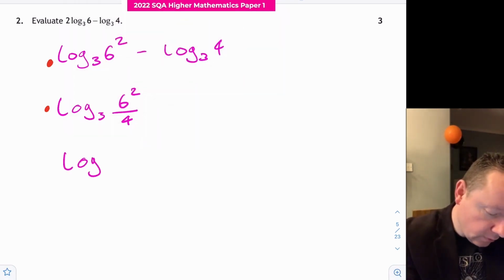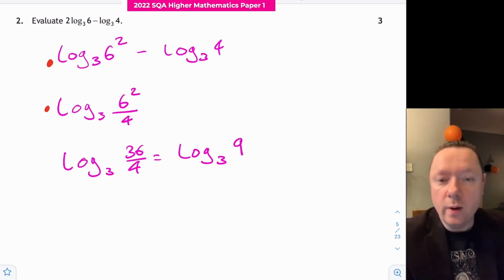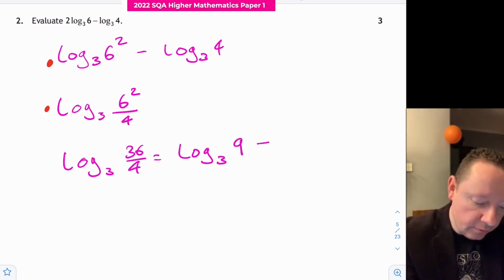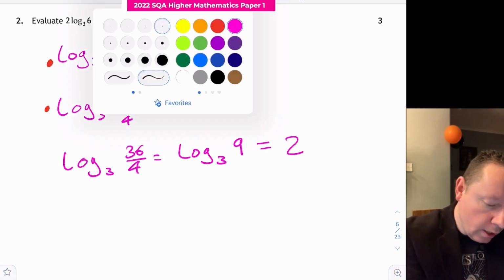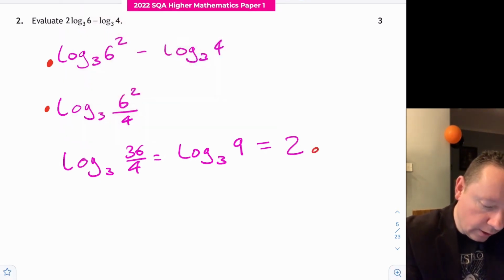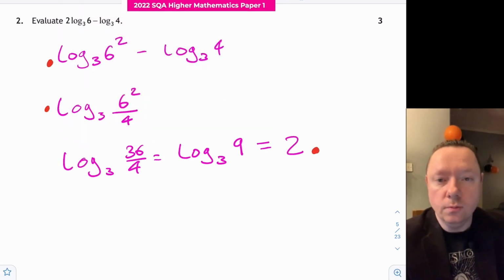Log base 3 of 36 over 4 equals log base 3 of 9. Well, 3 squared is 9, so log base 3 of 9 equals 2. And there is our final mark right at the end for getting 2.